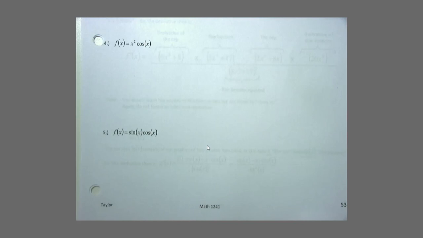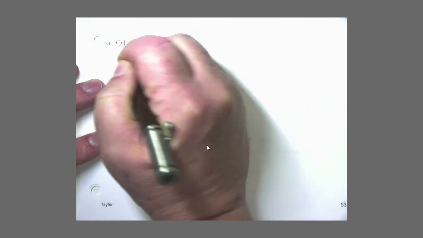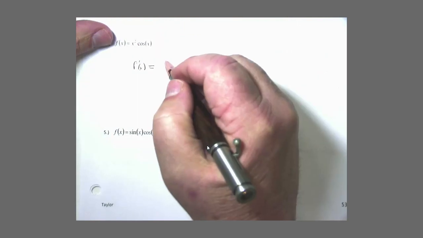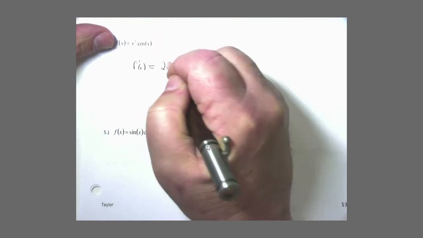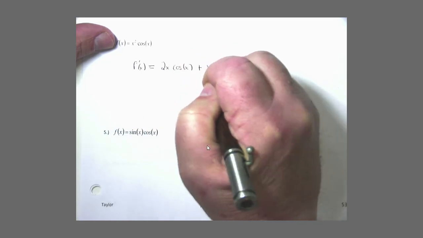f of x is equal to x squared times cosine of x. Pause, hesitate, and ask yourself what rule? x squared times cosine of x. That's a product rule, so I'm going to use the product rule. Labeling is everything, so this function is called f of x. This derivative will be called f prime of x. Product rule: derivative of the first times the second plus the first times derivative of the second. The first guy was the x squared. What's the derivative of x squared? 2x. Derivative of the first times the second, cosine of x, plus the first, x squared.